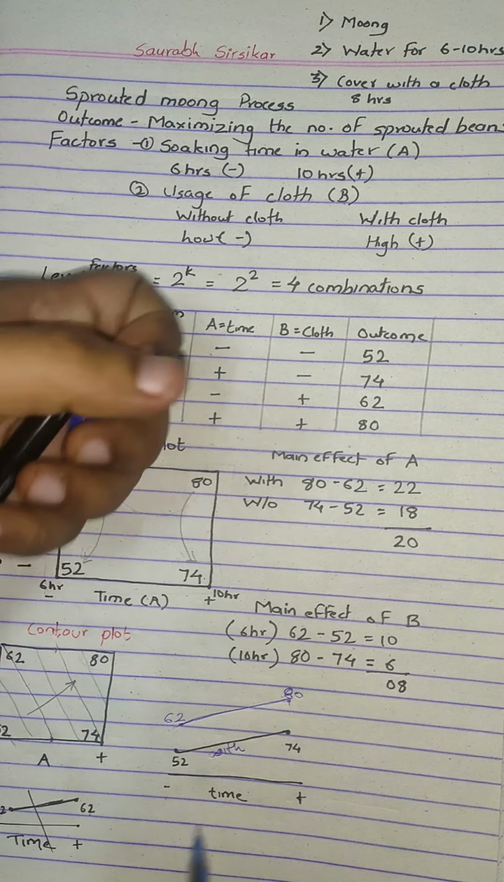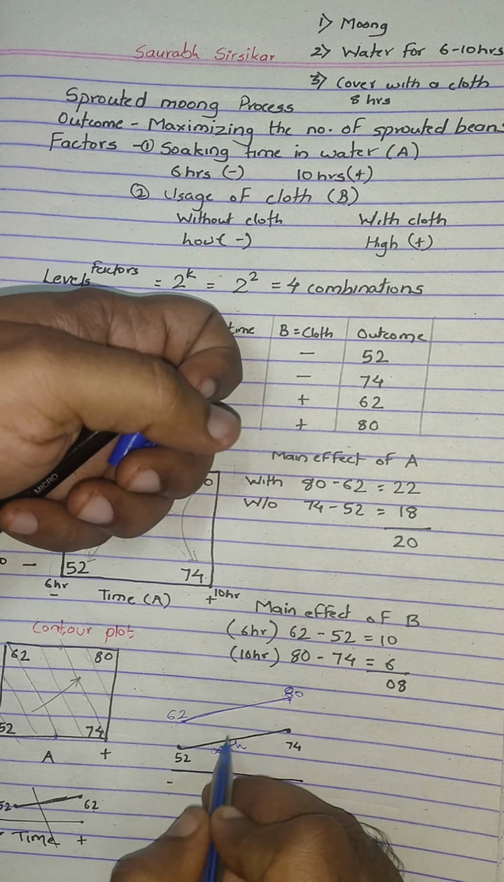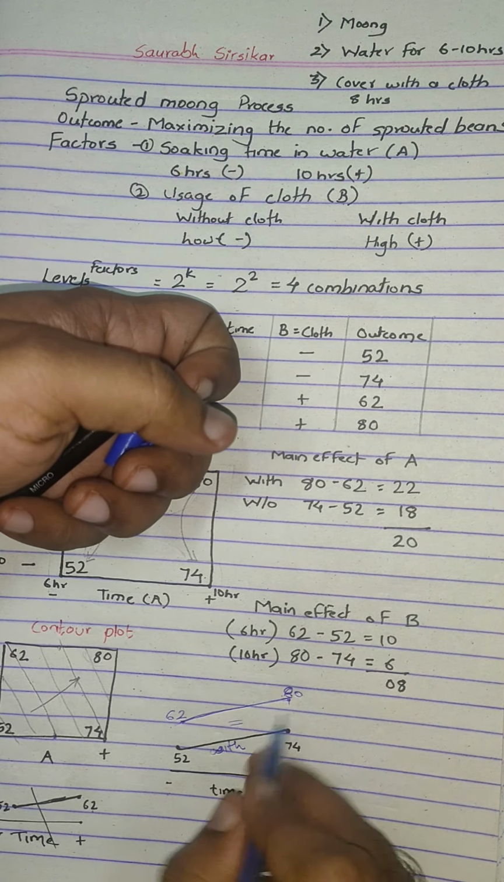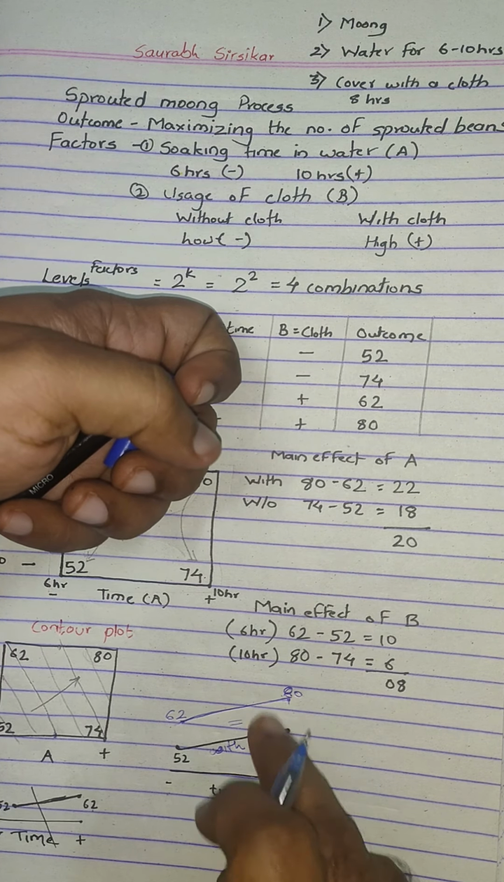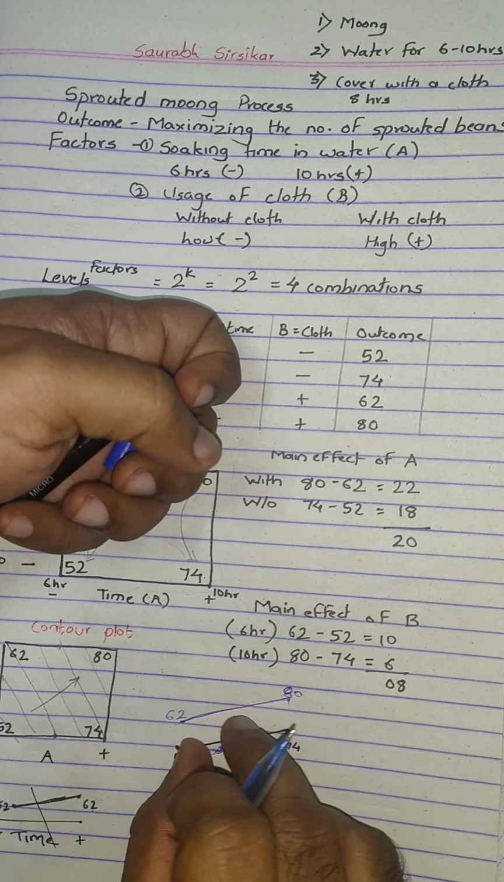So here you can observe that these two lines are approximately parallel to each other, which denotes that there is no as such interaction between factor of time and cloth.